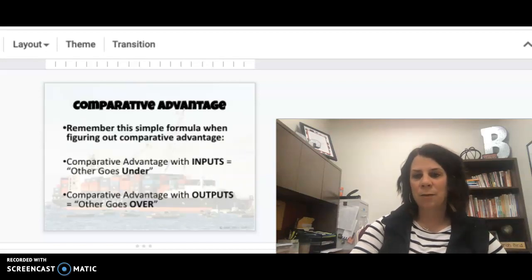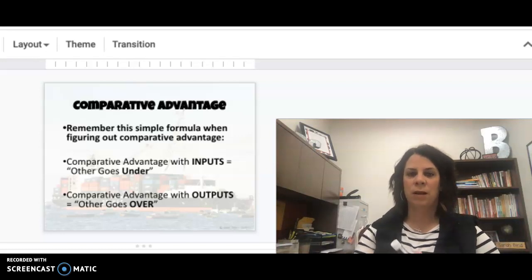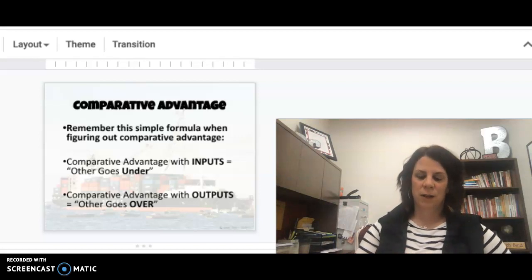Okay, so here's a simple formula. Remember before I really stressed paying attention to whether your chart was inputs or outputs, and that is because you are going to do your math differently based on whether or not it's an input or an output. So with comparative advantage with inputs, other goes under. So I'm going to write that.